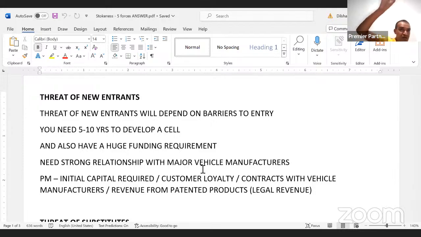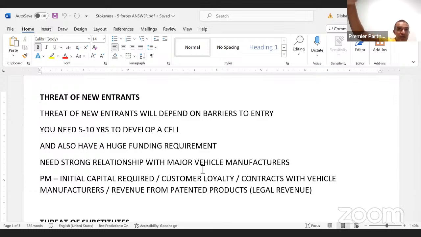Now see, question is what? Assess the impact of the external environment on the performance management of our company. So external environment, barriers to entry. External environment, 5 to 10 years to develop a cell. External environment, huge funding. External environment, strong relationship with major vehicle manufacturers.